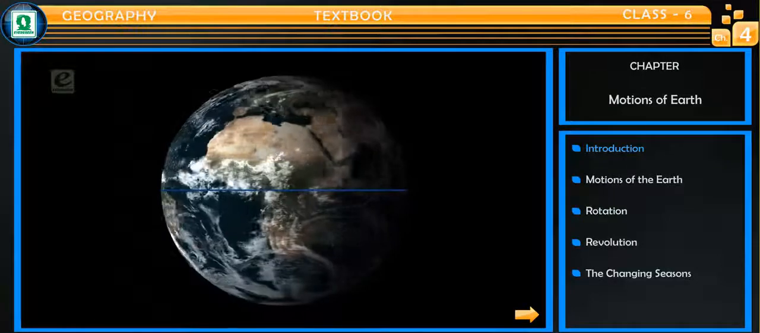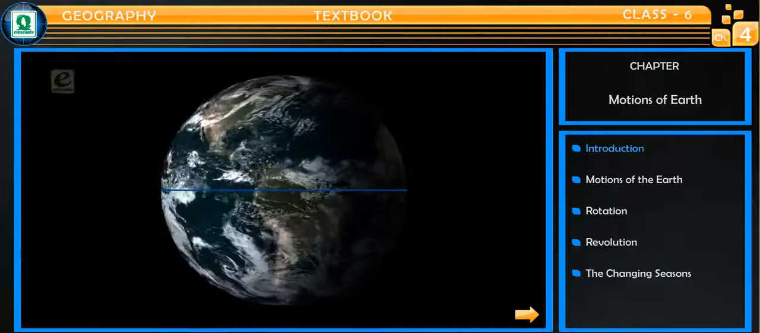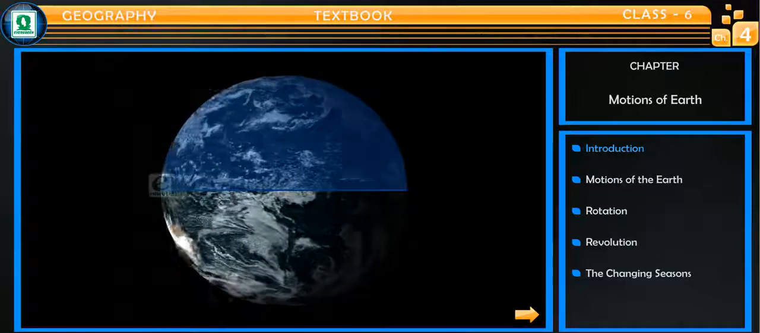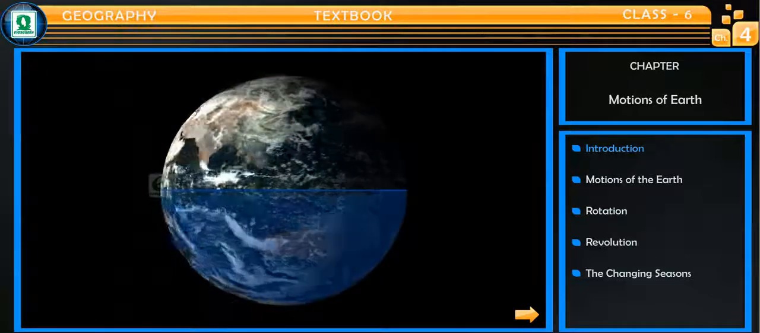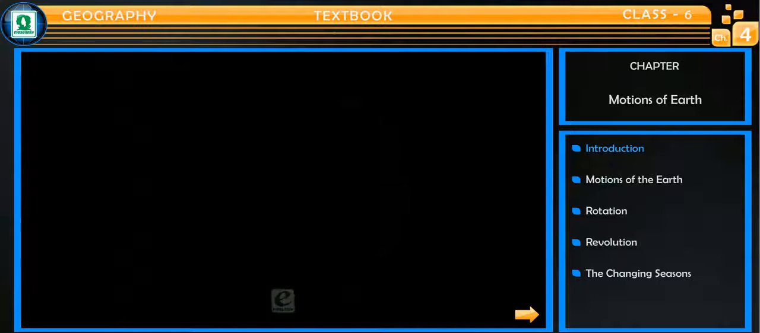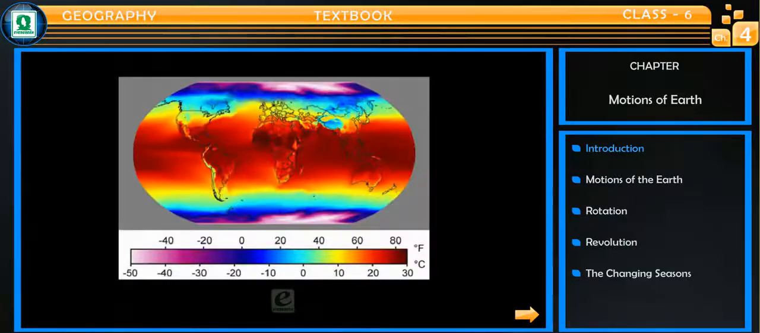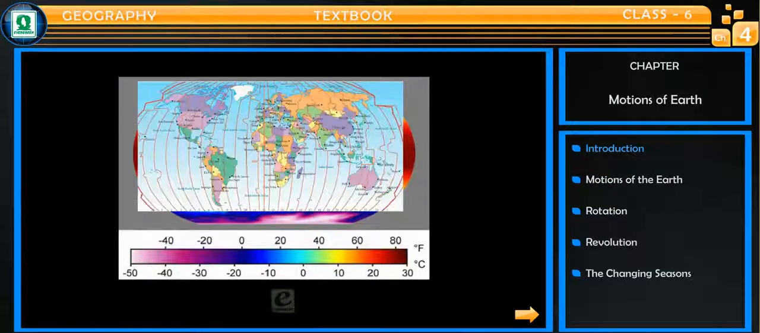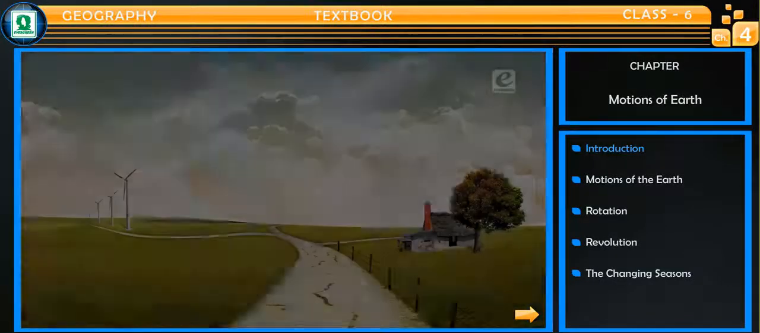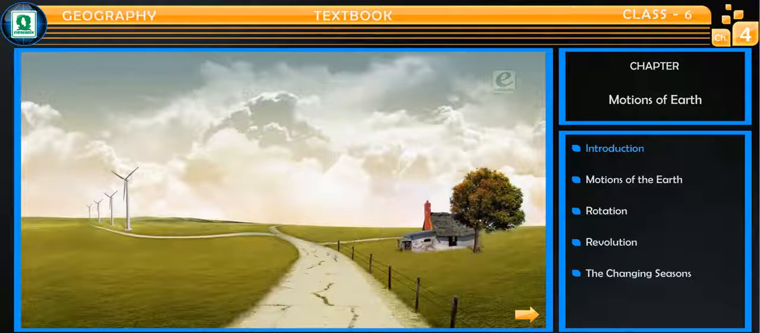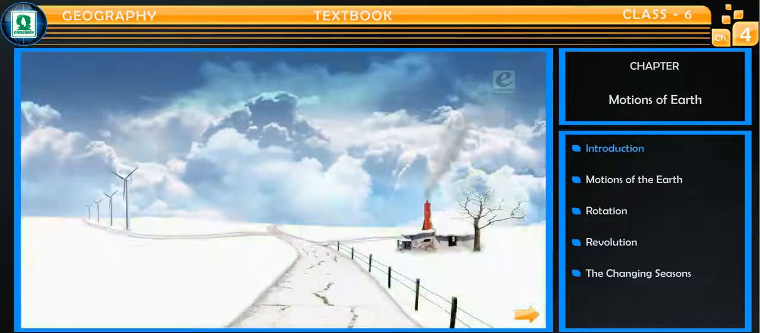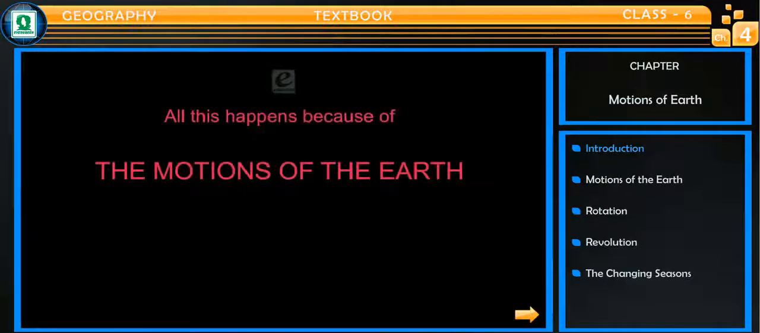The equator divides it into 2 halves, that is, Northern Hemisphere and Southern Hemisphere. You have also learnt about different heat and time zones. But have you ever thought about the reason behind these heat zones and time zones? How are days and nights formed? Why do the seasons change? All this happens because of motions of the Earth.